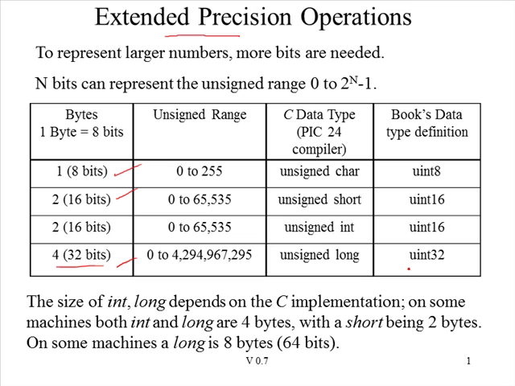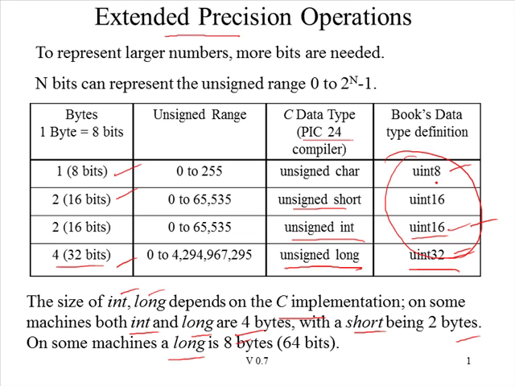We're going to use this data type here, or uint32. As with these previous two types, this explicitly declares the width of the data. In our C compiler that we're using for the PIC24, this will be declared as an unsigned long, while the uint16 would be declared as an unsigned int. One problem with using these data types instead of these is that the size of the int and long depends on the C implementation. With some machines, both an int and a long are 4 bytes, with a short, an unsigned short, being 2 bytes. On some machines, a long is 8 bytes. By using these data types here, we unambiguously declare what the width of a particular variable is.